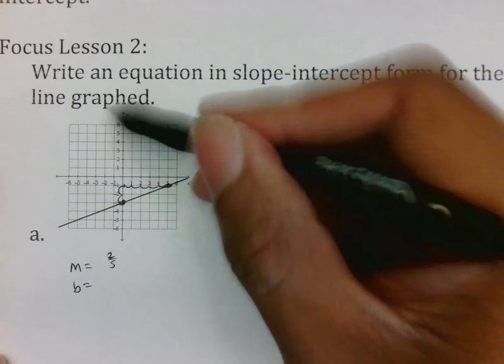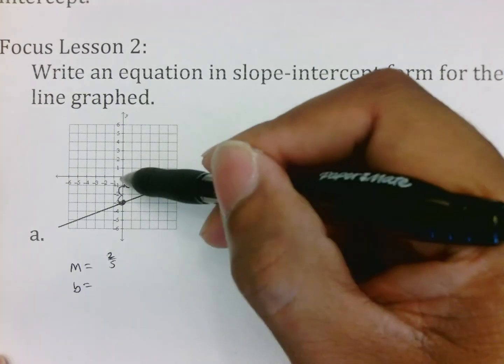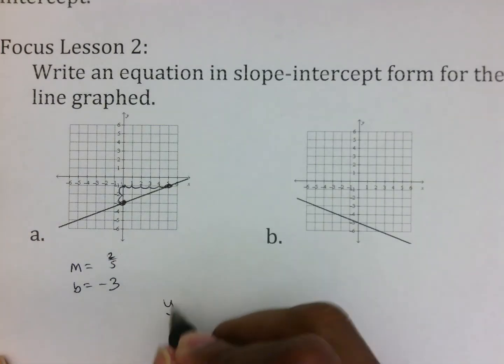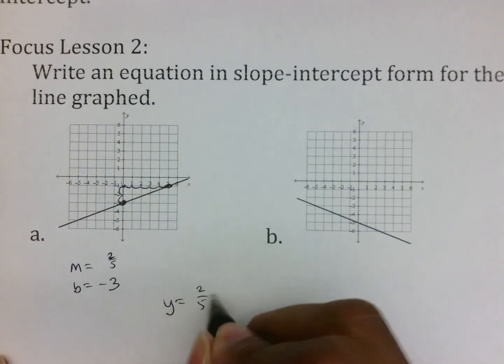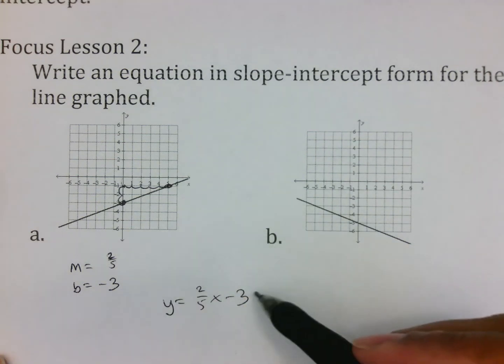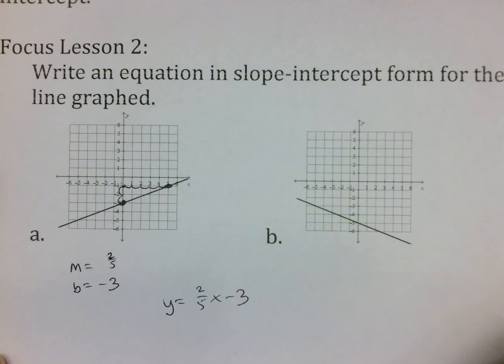And b again is where it crosses the y-axis. It's your y-intercept. This here crosses at -3, which means that the equation for this line is y equals 2 over 5x minus 3. Again, your slope was 2/5. Your y-intercept was -3. That's where we're going.